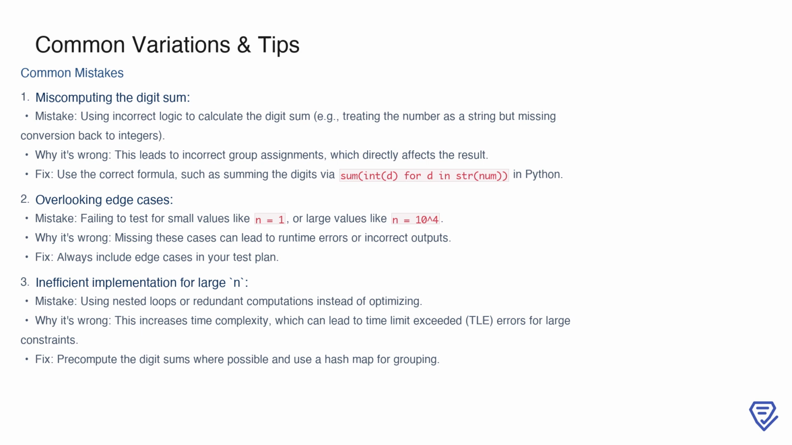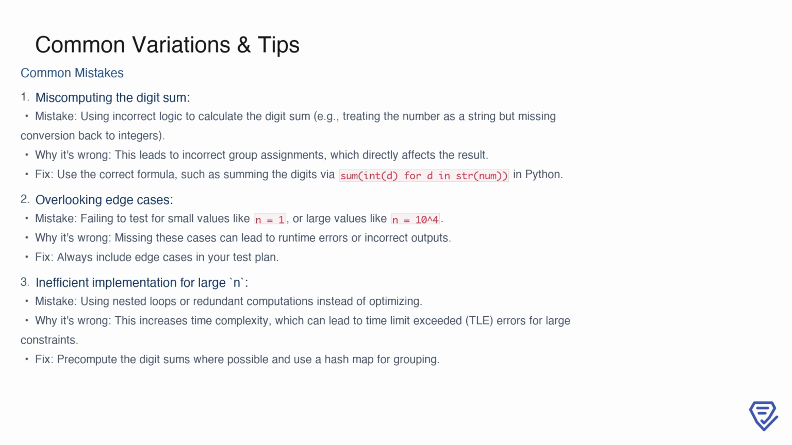Another frequent error is overlooking edge cases. For example, testing only with mid-range values and ignoring small inputs like n equals 1 or large constraints like n equals 10⁴. Missing these could result in runtime errors or incorrect outputs. Including both small and large edge cases in your test plan ensures robustness.